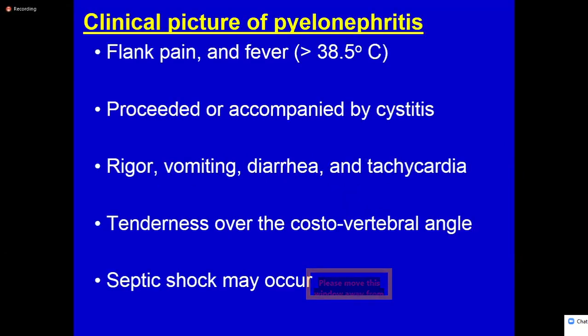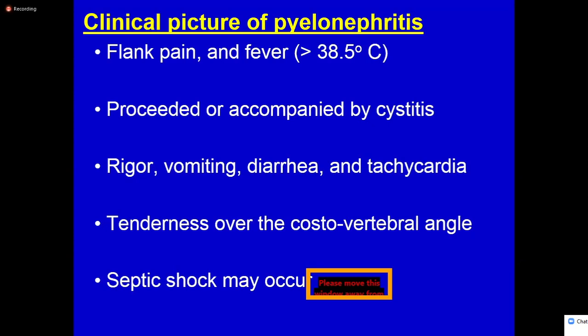The clinical picture of pyelonephritis now is different. The patient will have flank pain, ألم في الخاصرة. Flank يعني الخاصرة. With fever. Usually the fever is high, more than 38.5. Preceded or accompanied by cystitis, as we said.